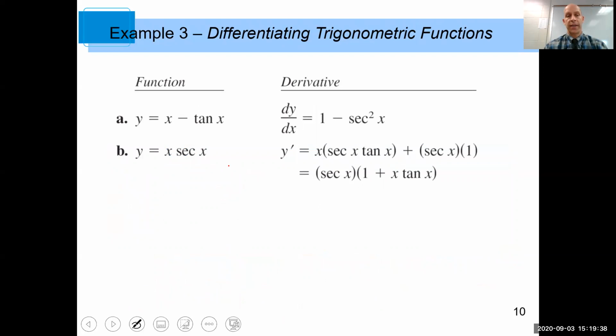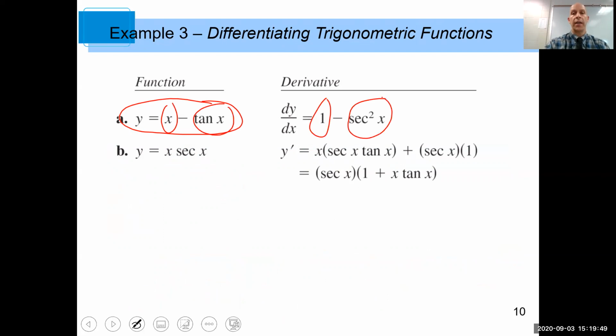So here's just some examples. If I wanted to do the derivative of y equals x minus tangent x, well, what's the derivative of x? That's 1. What's the derivative of tangent? That's secant squared. We just saw that. And of course, this one would be an example when you would need to use the product rule in addition to the derivative of secant. And the derivative of secant is secant x tangent x.